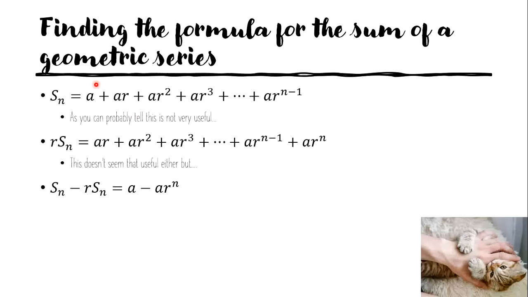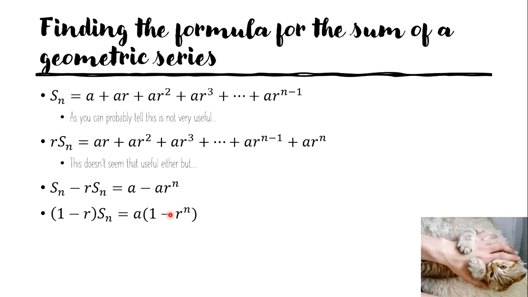But if we do the sum of n minus r lots of the sum of n, you end up with, well, a minus, there's no term, it's just a, so that's that. ar minus ar, ar squared minus ar squared, ar cubed minus ar cubed, ar to the n minus 1 minus ar to the n minus 1, minus ar to the n. So altogether, you end up with a minus ar to the n. But that isn't the sum of n, that's the sum of n minus r lots of the sum of n.